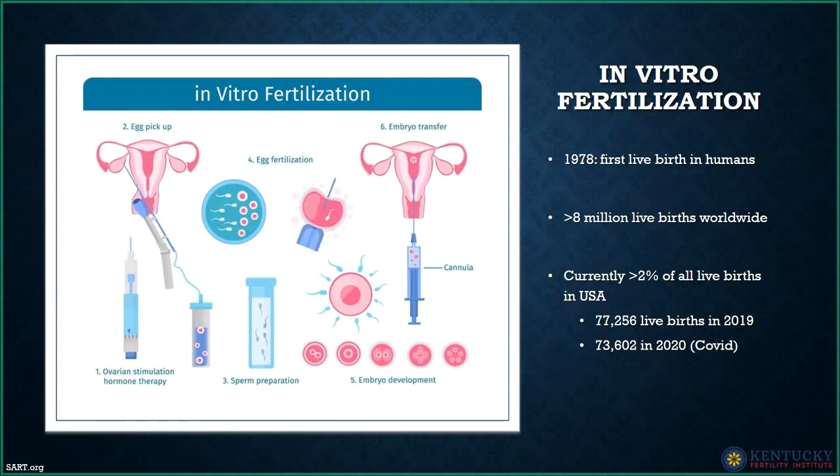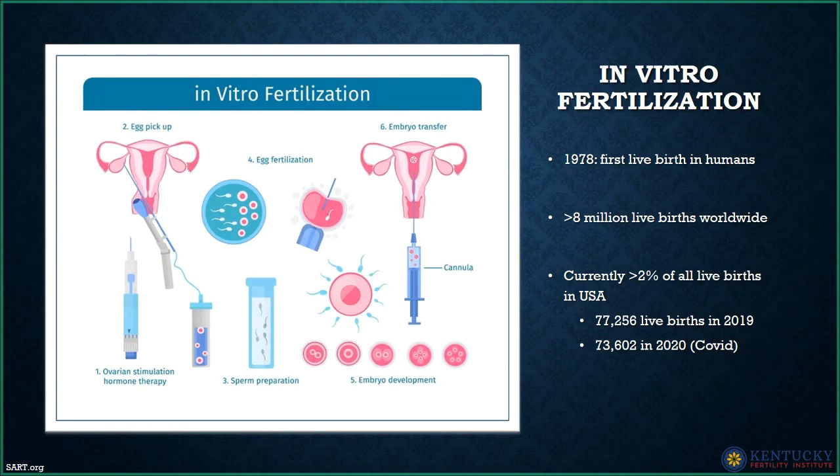IVF, just to show you a quick diagram of how it works: we give women medications to stimulate multiple eggs to grow. Those are retrieved in the office through a vaginal procedure. Eggs are fertilized in the laboratory, cultured into embryos, and most commonly transferred at the blastocyst stage, which occurs 5 to 6 days after retrieval.